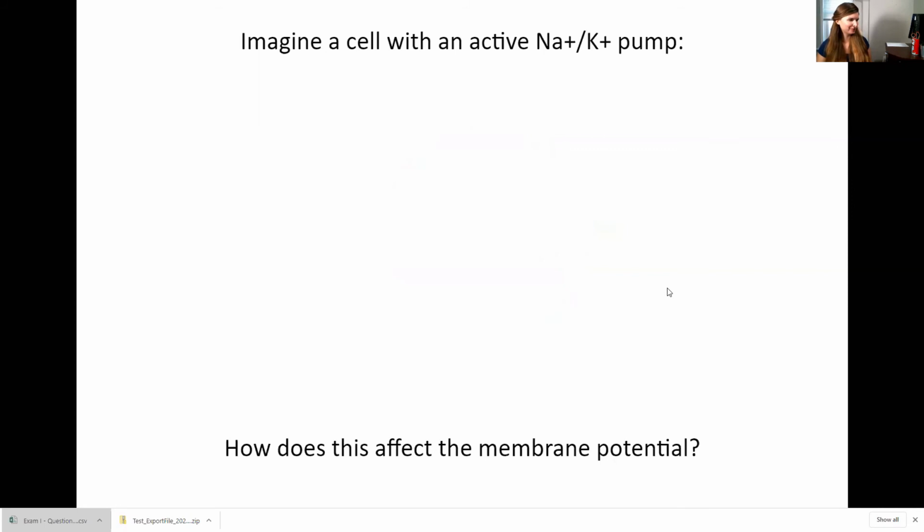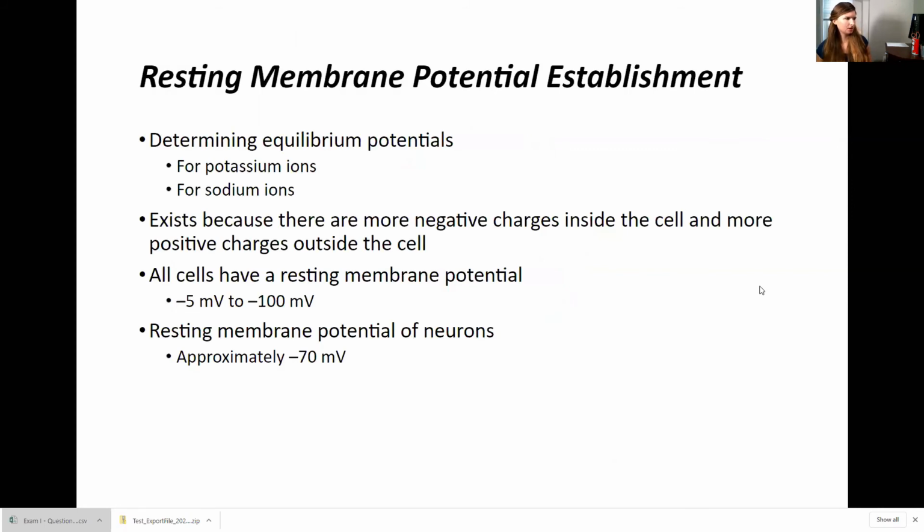Closing my annotation tool. Okay. So that was a really quick intro to the establishment of the resting membrane potential. But that's basically what we're going to go through in the next several slides. So we're going to be talking about how we set up this membrane potential and how that actually determines our equilibrium potential for the potassium ions and the sodium ions.